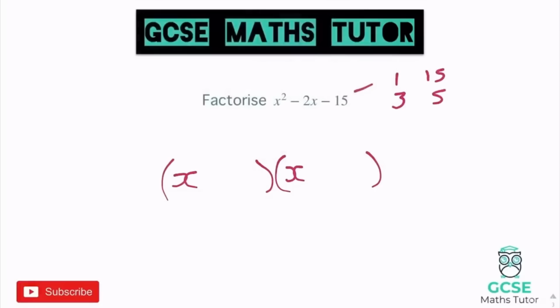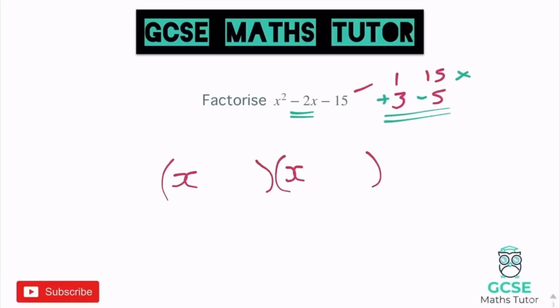So 1 and 15, there's no way I'm going to make negative 2 out of those two numbers. 15's too large, pairing it with the 1, so it's not 1 and 15. But I can make -2 out of 3 and 5. Just got to be very, very careful here the way that I get it round, because I can either have -3 and +5, or +3 and -5. So in order to get -2, I want to have +3 take away 5, and that would allow me to get -2.